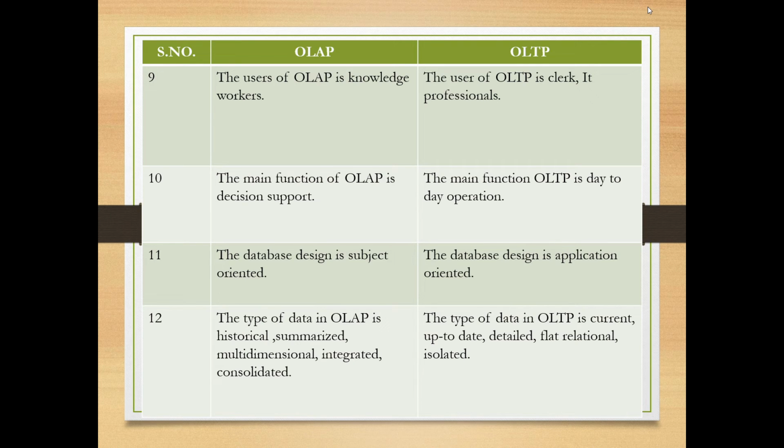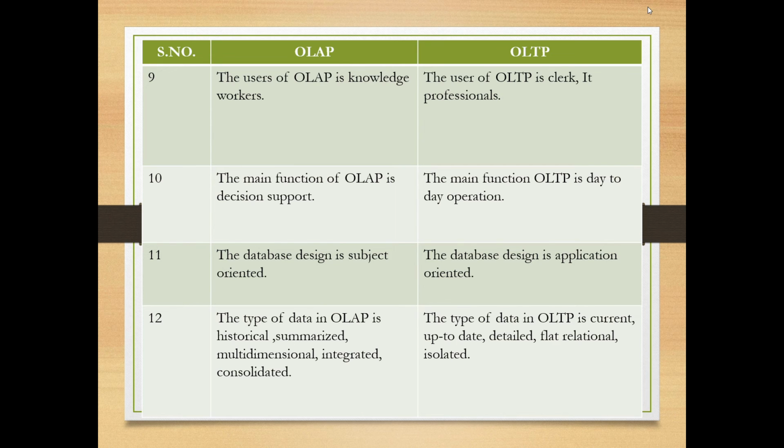The users of OLAP are knowledge workers because it requires complex queries. So a very knowledgeable person is required for OLAP, and analysis is also performed. The users of OLTP are IT professionals and clerks fetching simple queries; DBMS SQL queries are used in OLTP. The main function of OLAP is decision support because it fetches data from large data sources. So in OLAP, a decision support system is provided. The main function of OLTP is that day-to-day operations are performed.